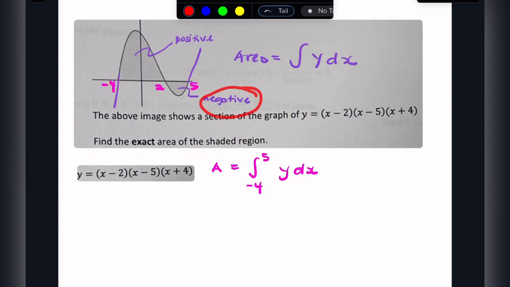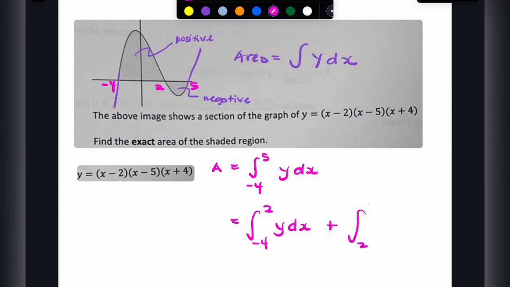But wait, what about this part, which is negative? That's included in there. So to avoid that problem, what we do is we say it's the integral from minus 4 to 2 of y dx plus the integral from 2 to 5 of y dx. So it's this bit and this bit. Now this is going to be negative, so to make sure it's not negative, what you could do is put an absolute value there to make sure that the negative becomes positive.